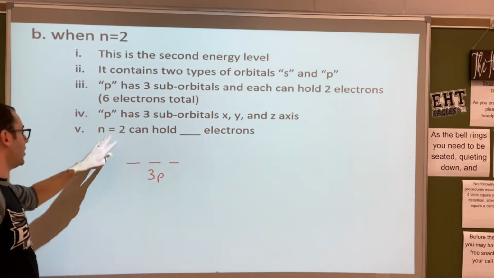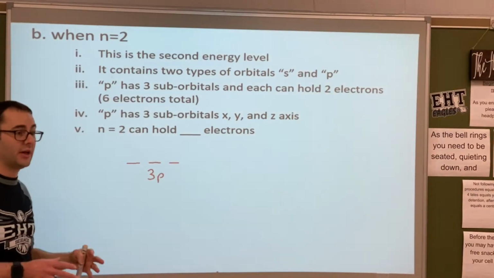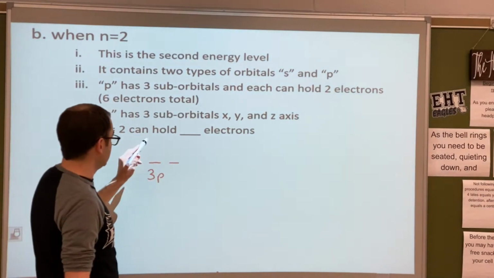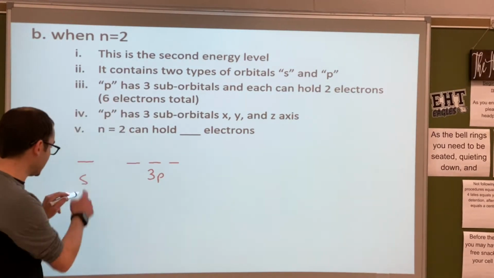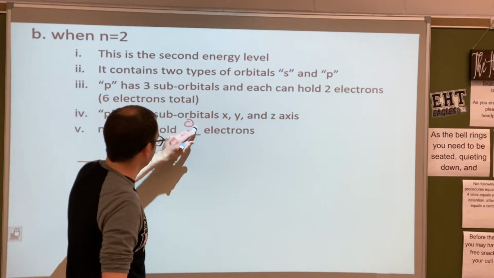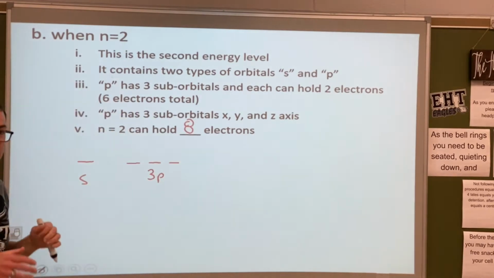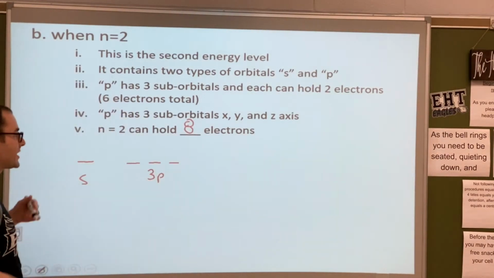So overall, n equals 2 can hold how many electrons? Because it has S and P. Yeah, exactly. It's going to have 8. And everybody's okay with that, right? Okay, that's kind of a review.